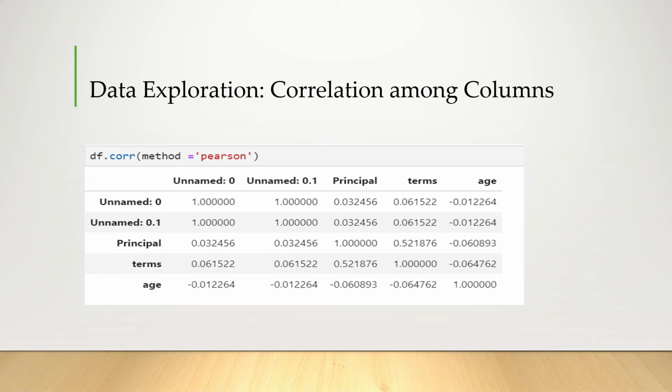From this table, we can see there are no strong correlations among different columns. This is a good sign. That means we don't have to worry about overfitting problems caused by the correlations between different columns.